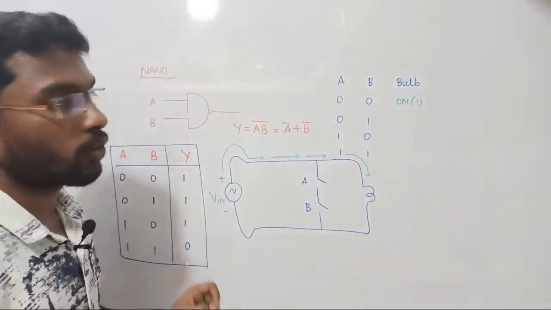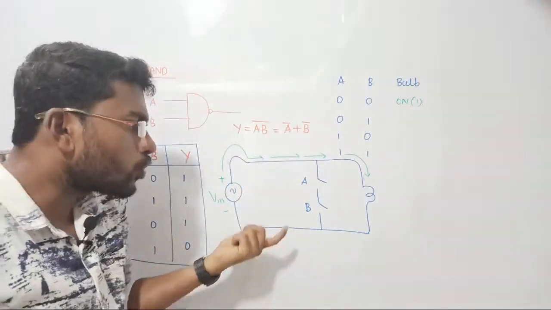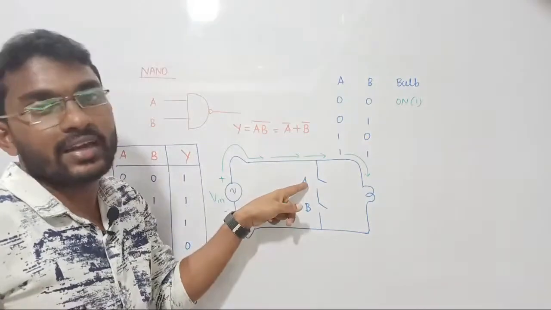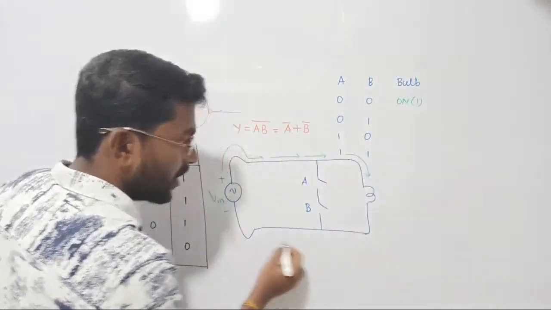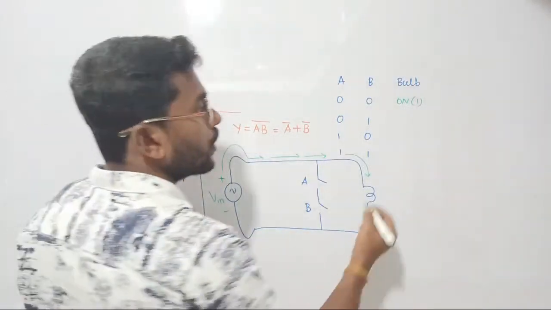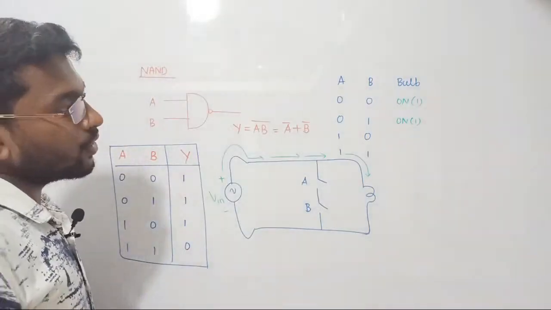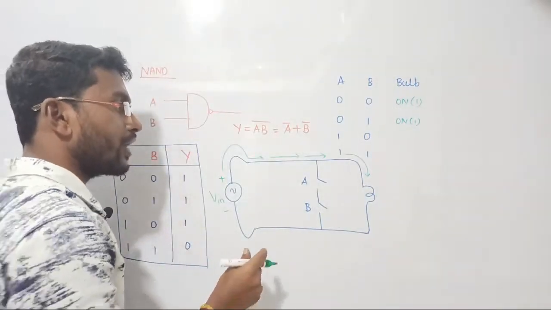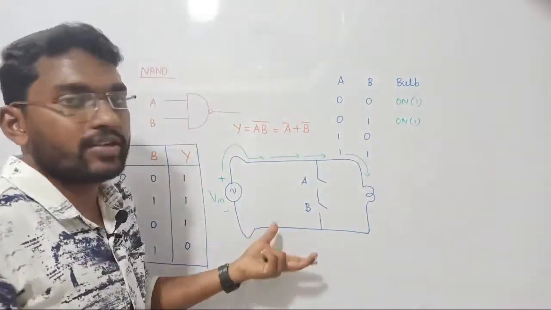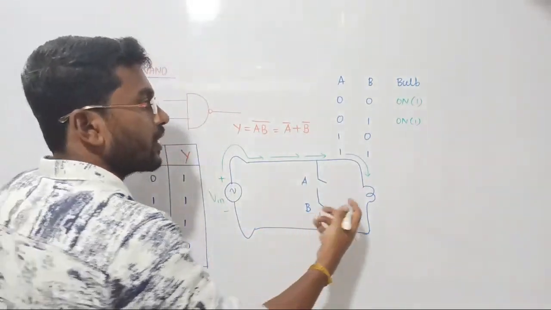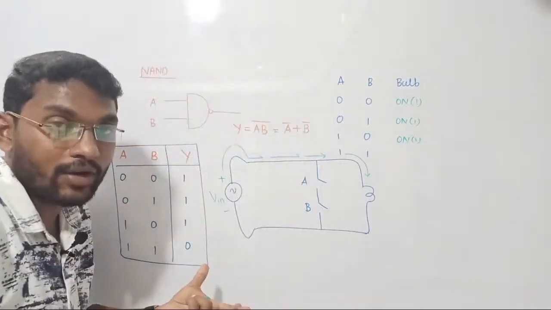Similarly, if it is 0 1, listen, A is 0, so open circuit. B is 1, so B is closed, but still A is open circuit. You cannot do anything here. Once again, current flows through the bulb, so the bulb will glow, so it is going to be 1 only. 1 0, if I put 1 0, I can close this one. What about this one? It is open circuit, I cannot do anything with that, so automatically your output is going to be on state only. Still your bulb is glowing.